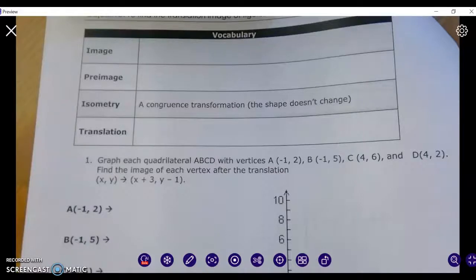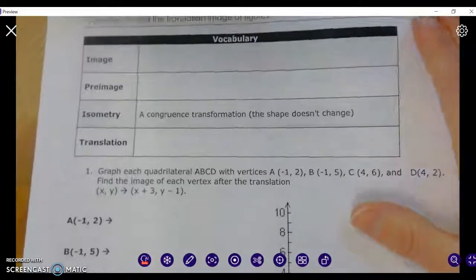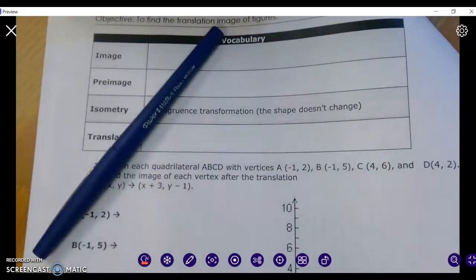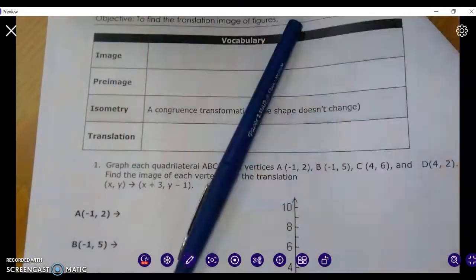Okay, so this is 9.1 over translation. So this is going to be just sliding figures. So when you see my pen up here, I have my pen. When I slide it across my paper, did that pen change?